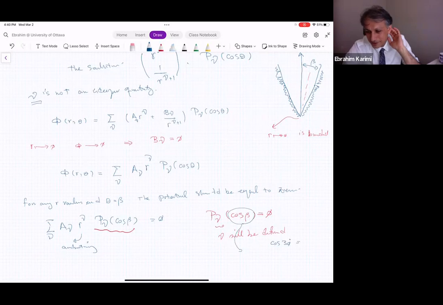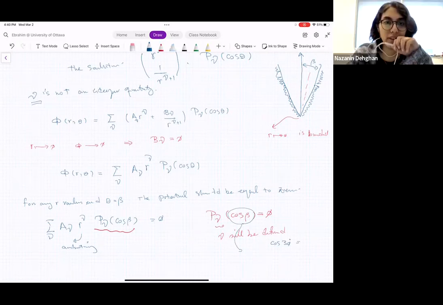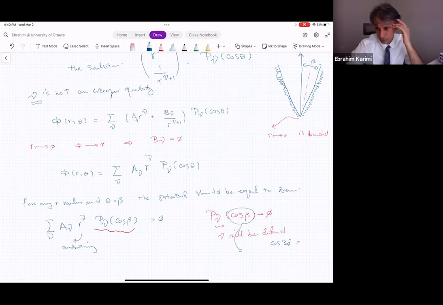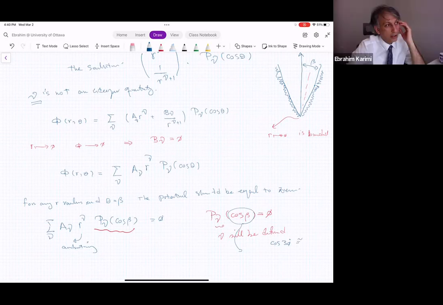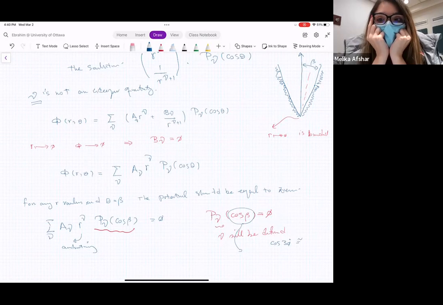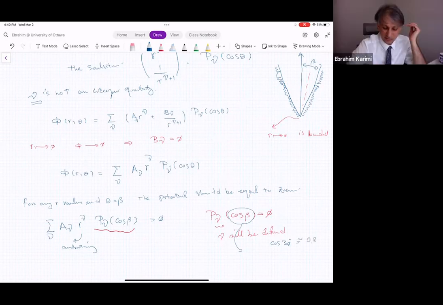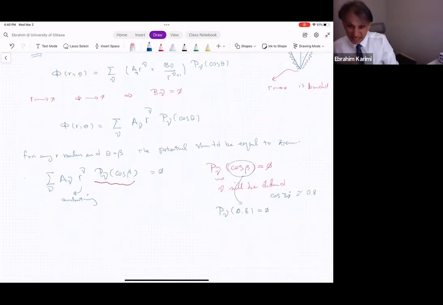Square root of 3/2, I think. Yes, square root of 3/2. It will be roughly about 0.8, something like that, if I'm not mistaken. So it means that the P nu of 0.8 should be equal to 0. This is what we are looking for, as an example.